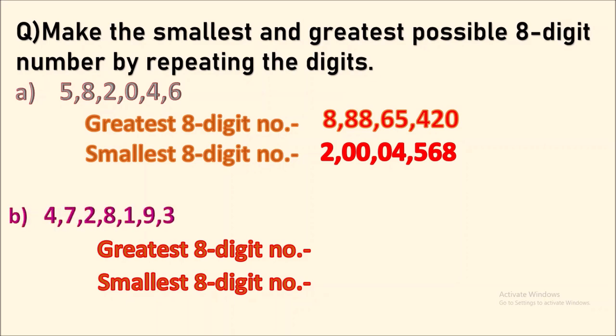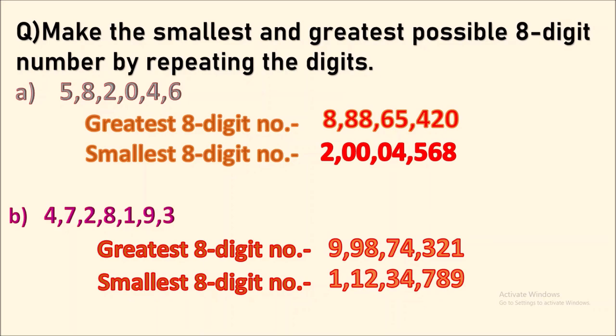Now let's check out the next question. This is the very easiest one. You just have to repeat the greatest digit to form the greatest number and the smallest digit to form the smallest number. So the answer is 9,98,74,321 as the greatest 8-digit number, and the smallest 8-digit number is 1,12,34,789. I hope this concept is clear now, and you will be in a position to do the textbook exercises.